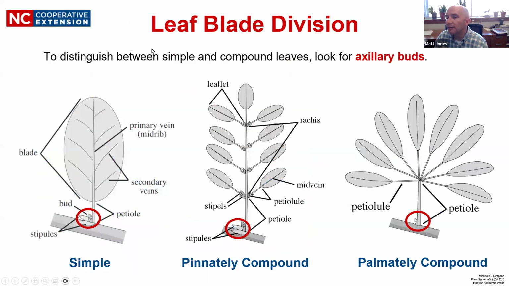All right, the leaf blade, though, can be subdivided into leaflets. So they look like individual leaves, but they're not. And I'll tell you why in a minute. But essentially, if the leaf blade is one individual unit, it's called a simple leaf. But if it's subdivided into smaller leaflets, then it's described as a compound leaf.